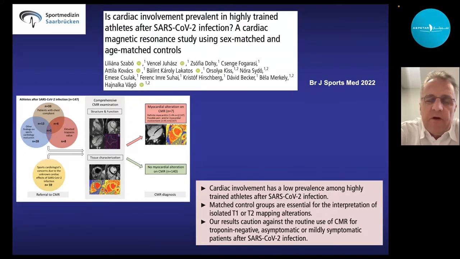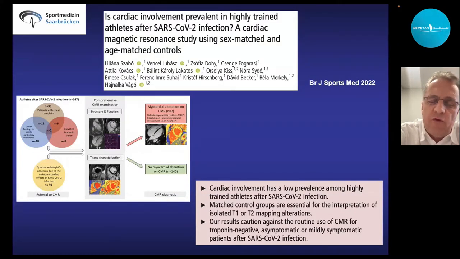Based on that, a very, very good publication has come from a working group in Hungary with the first author, Liliana Szabo, and they investigated if it makes sense to put athletes or football players after COVID-19 into an MRI. For that purpose, they investigated 147 athletes and had a control group of non-affected athletes.